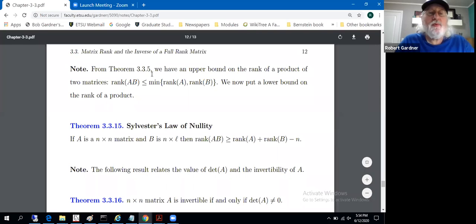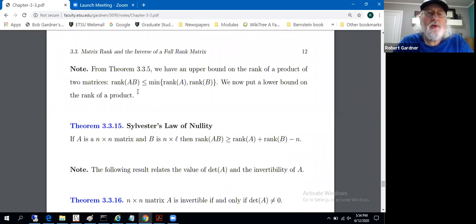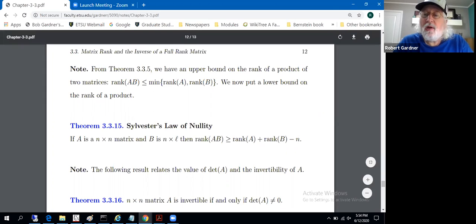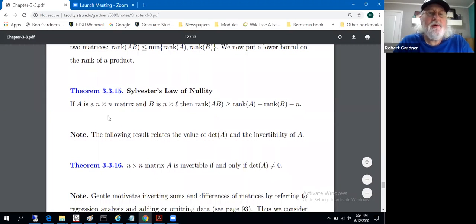We just used theorem 3.3.5 extensively to show the rank of a product is less than or equal to the minimum of the ranks. So this gives us an upper bound on the rank of a product. The following gives us, in a sense, a lower bound on the rank of a product. It's called Sylvester's law of nullity. If A is a square n by n matrix, and B is an n by L matrix, so the product AB exists, the dimensions are appropriate for that, then the rank of the product is greater than or equal to the rank of A plus the rank of B minus n.